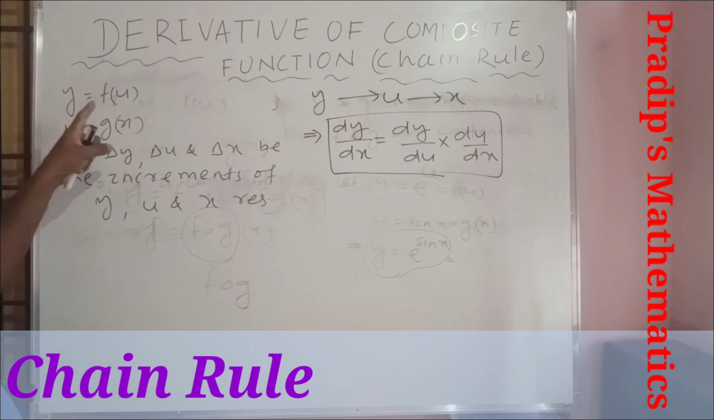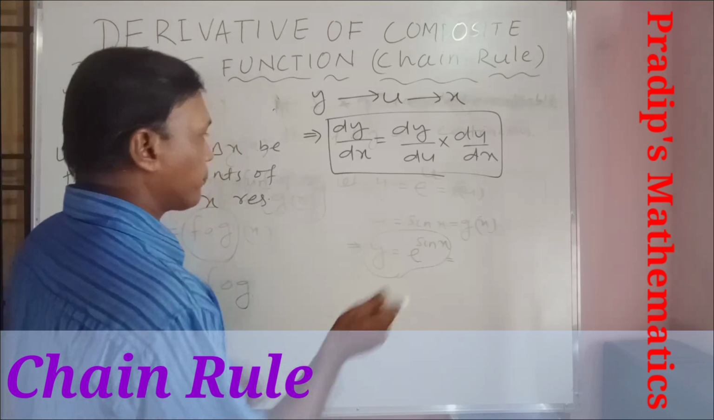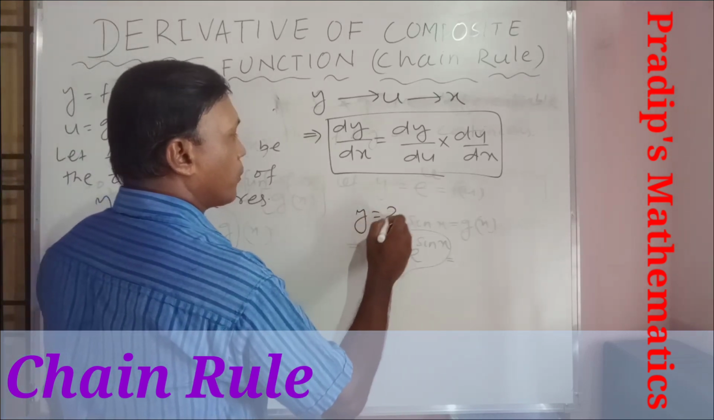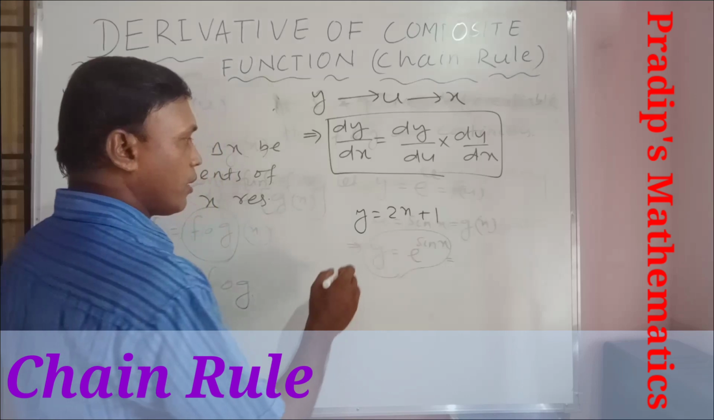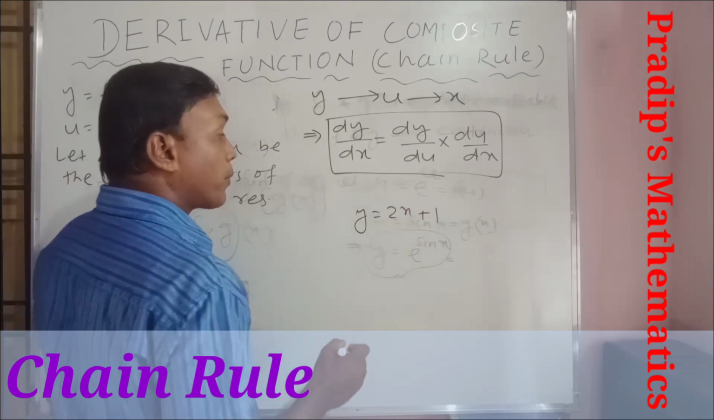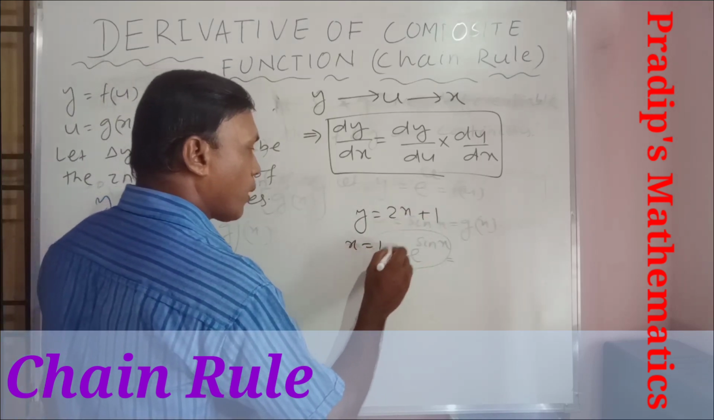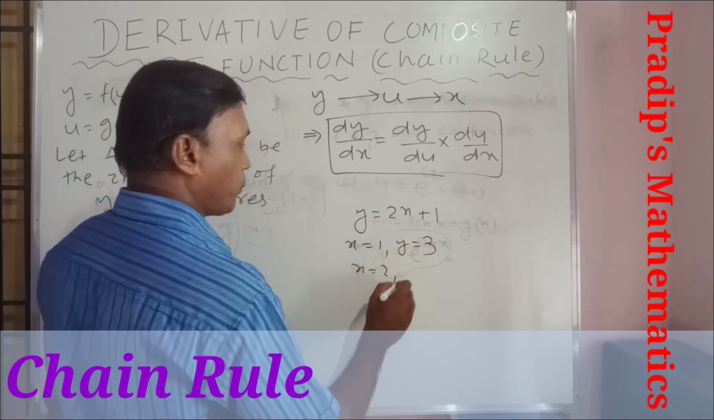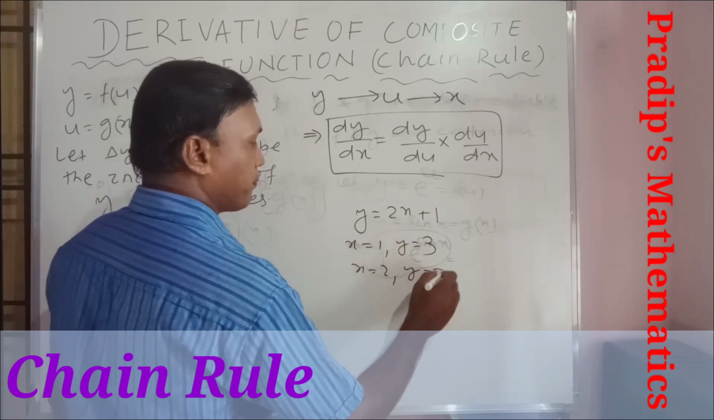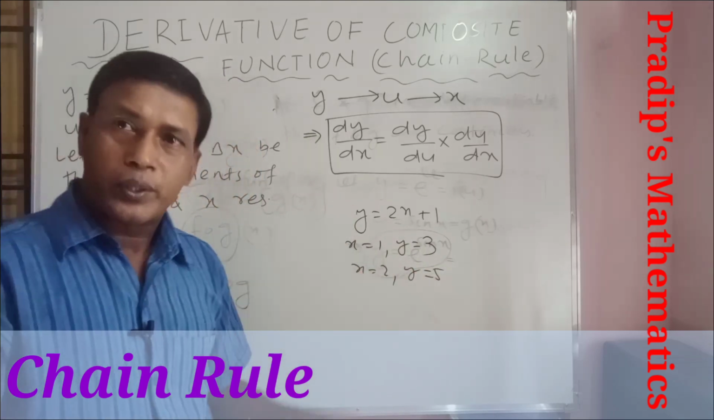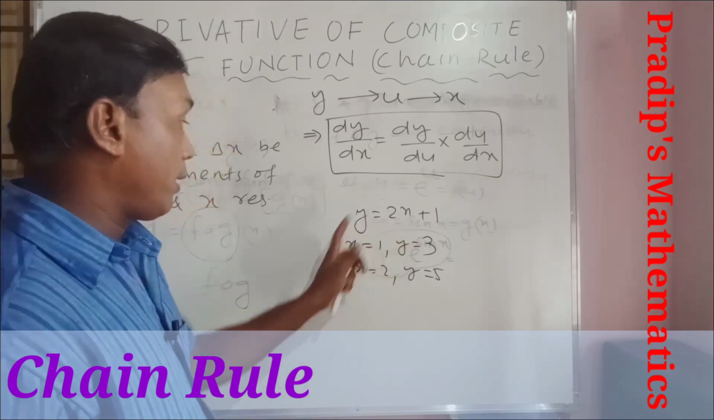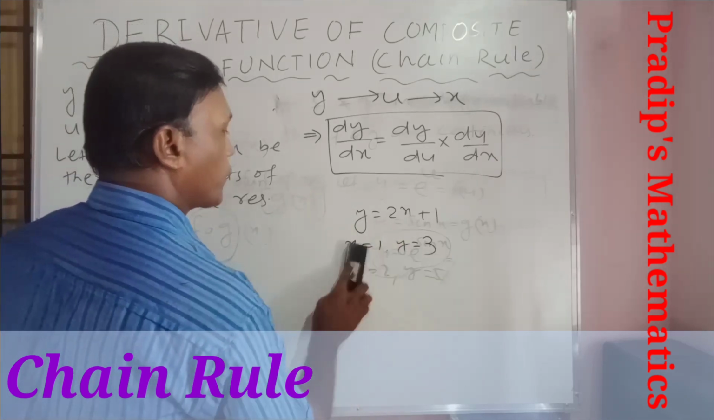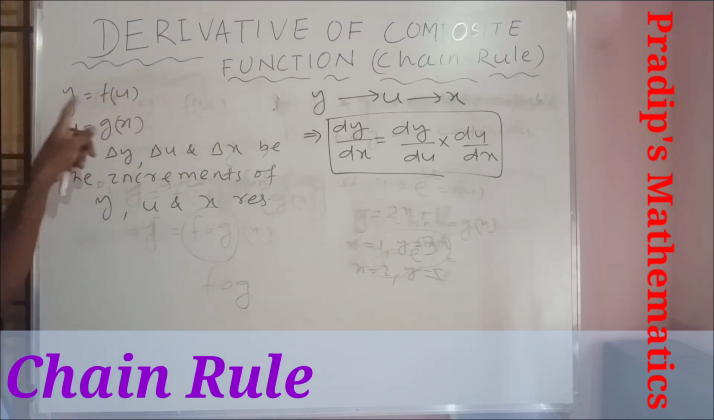Now when y depends upon u, y also increases. Look at here, I am taking an example. y is equal to 2x plus 1. If y depends upon x, if x is equal to 1, y is equal to 3. If x is equal to 2, y is equal to 5. So when x changes, y also changes. That means the change of y depends upon x. So here also y is a function of u, meaning y depends upon u.